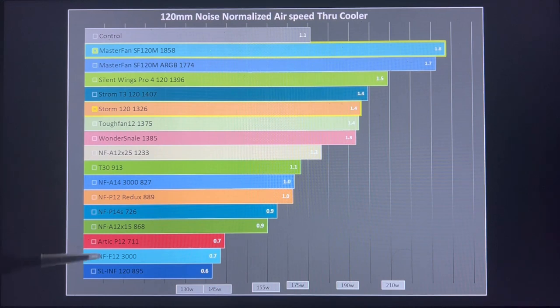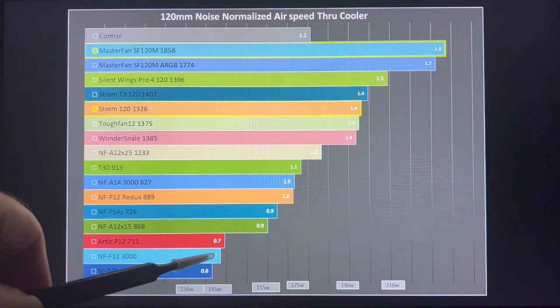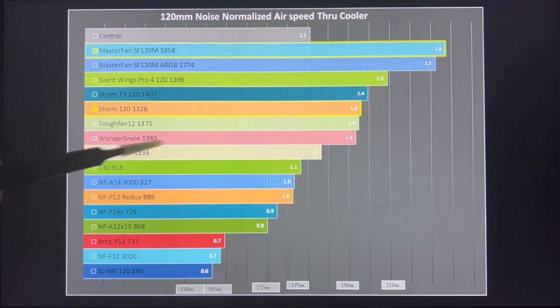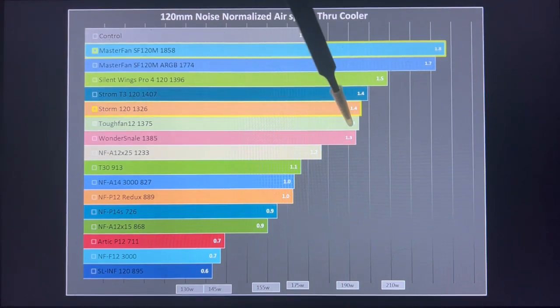So again, going back to these fans, let's say you're running the Noctua NF-F12 and you want it to run silent. Well, you're only going to get 0.7 meters per second of airflow. Now, in my cooler, that's associated with something like 145 watts of cooling. That's not a lot. But if you upgrade your fan to, let's say, the Wonder Snail, you now get 1.3 meters per second of airflow.